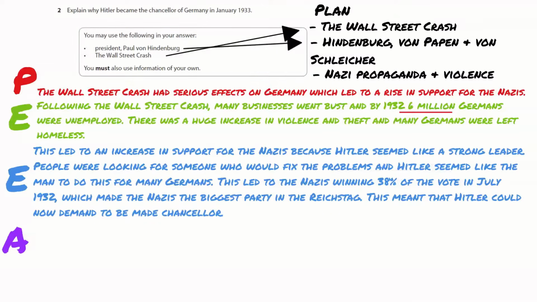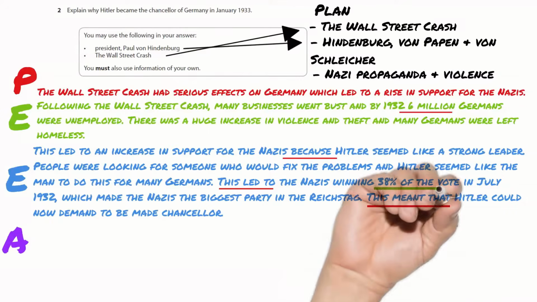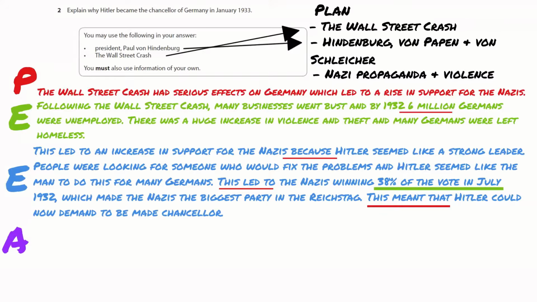Note my use of connectives such as because and this led to. I'm using these to make sure that my answer is an explanation and not a description. You will also note that I have remembered the percentage of votes the Nazis received and when they received them, which shows the examiner I have accurate and relevant information.